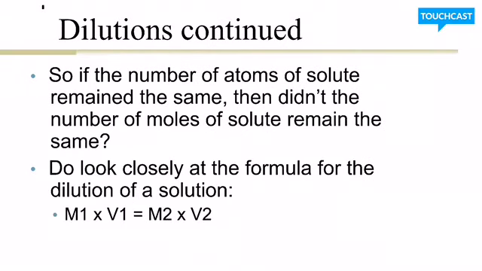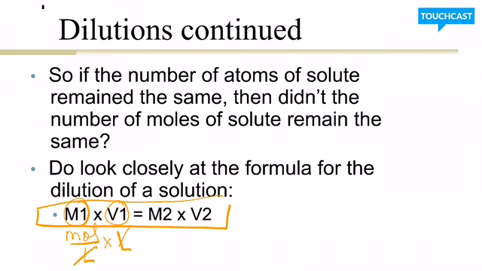So when we look at the number of atoms of solute remaining the same, you can actually do a really nifty little formula to help you with dilutions. So the unit for molarity is moles per liter. That's what molarity is. Now, the unit for volume, obviously, we like to use liters. So if you look at that, don't liters and liters cancel? So in a dilution, the number of moles of solute is going to remain the same. It's just the volume that changes.